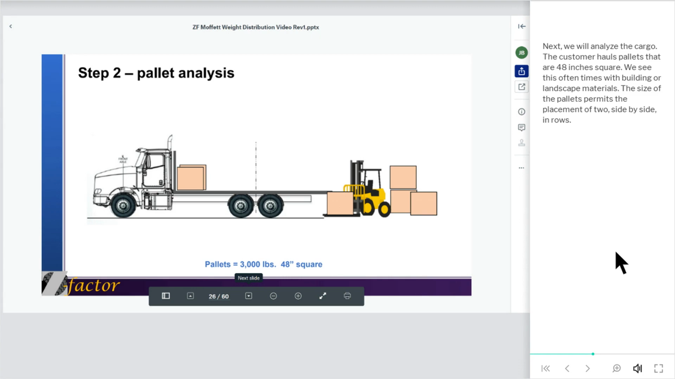Next, we will analyze the cargo. The customer hauls pallets that are 48 inches square. We see this oftentimes with building or landscape materials. The size of the pallets permits the placement of 2, side by side, in rows.